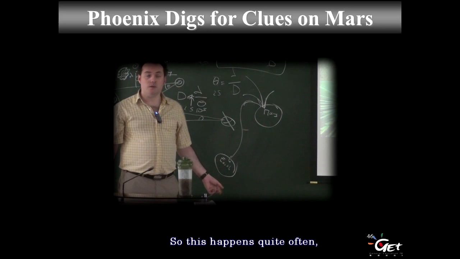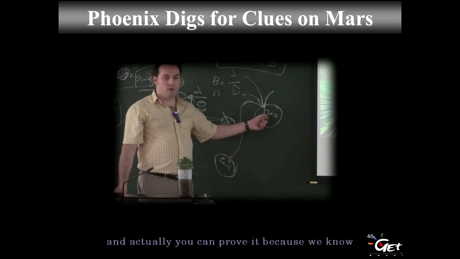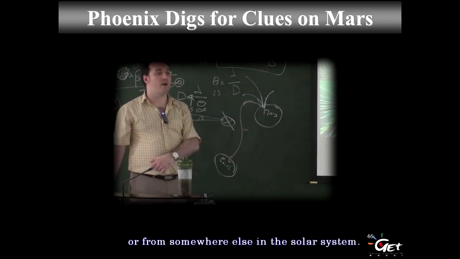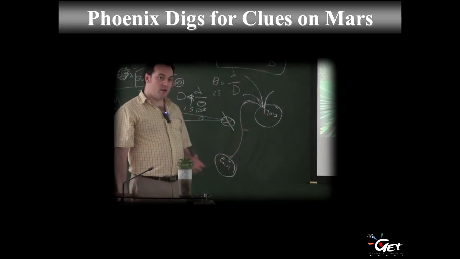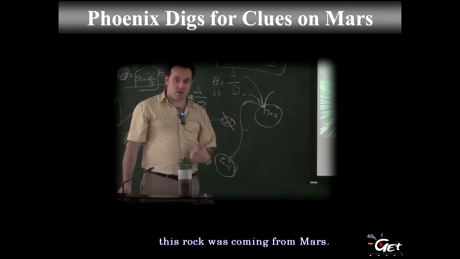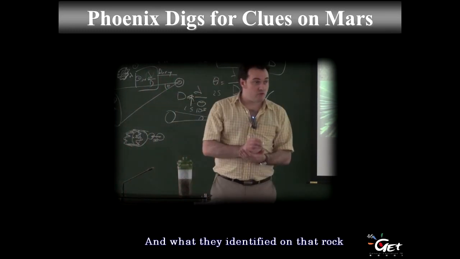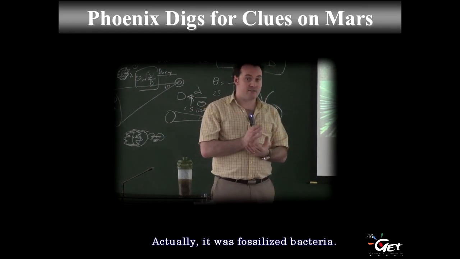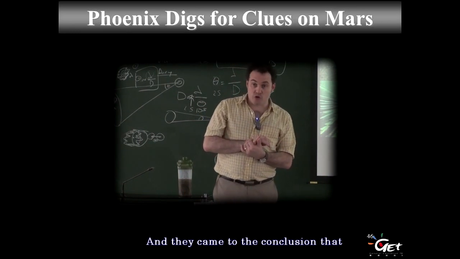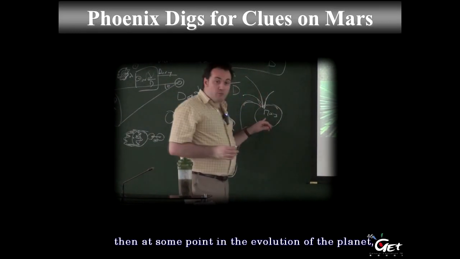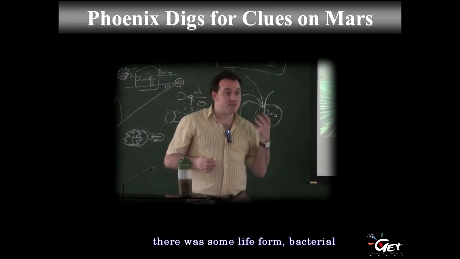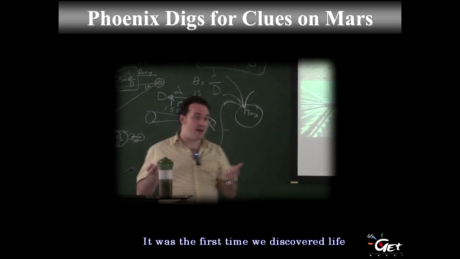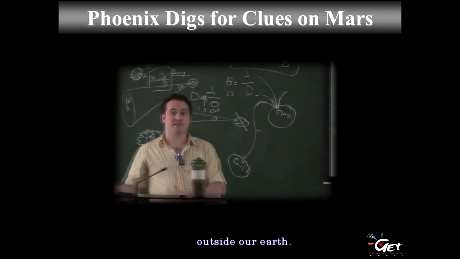So this happened quite often, and actually you can prove it, because we know the exact composition of the ground of Mars, you can prove if a rock is coming from Mars or from somewhere else in the solar system. So they had the proof that this rock was coming from Mars. And what they identified within that rock is a bacteria, a single bacteria. Actually, it was a fossilized bacteria. And they came to the conclusion that at some point in the evolution of the planet, there was some life form, at the bacterial level, but still, it's life. It was the first time that we discovered life outside our Earth.